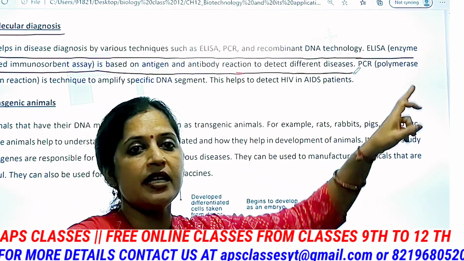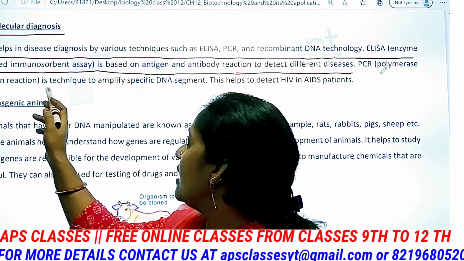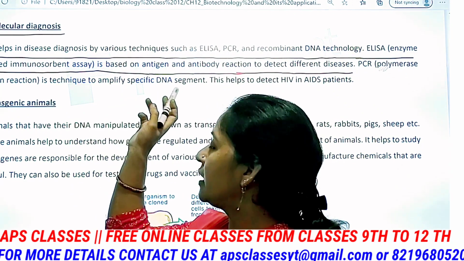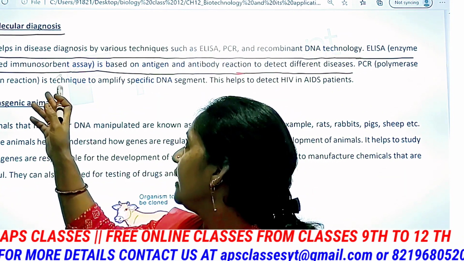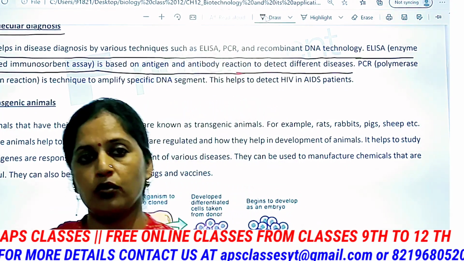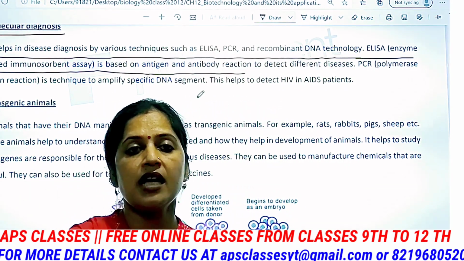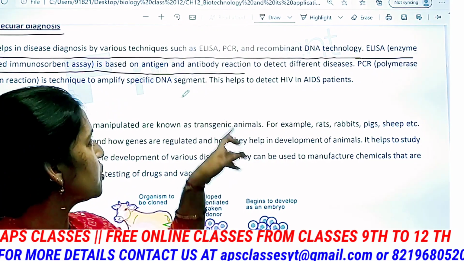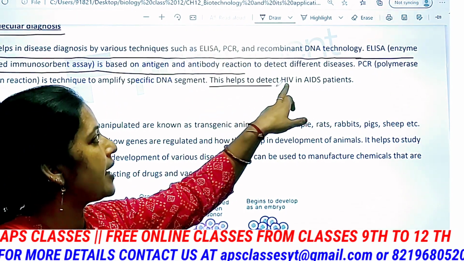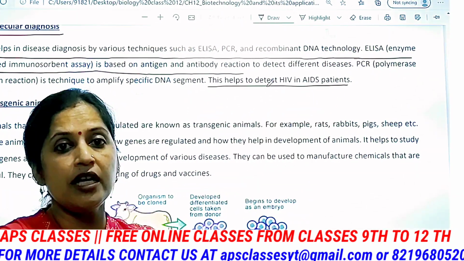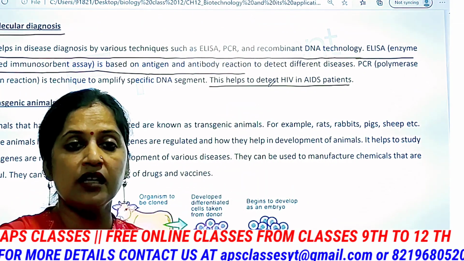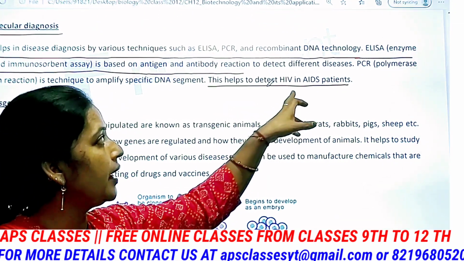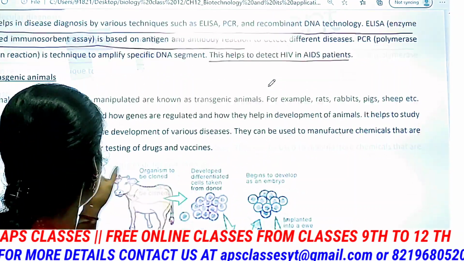PCR, that is polymerase chain reaction, is a technique to amplify a specific DNA segment. That is in the case of PCR, the polymerase chain reaction. And this helps to detect HIV/AIDS patients. This technique is specially used to detect the HIV virus in the AIDS patient.